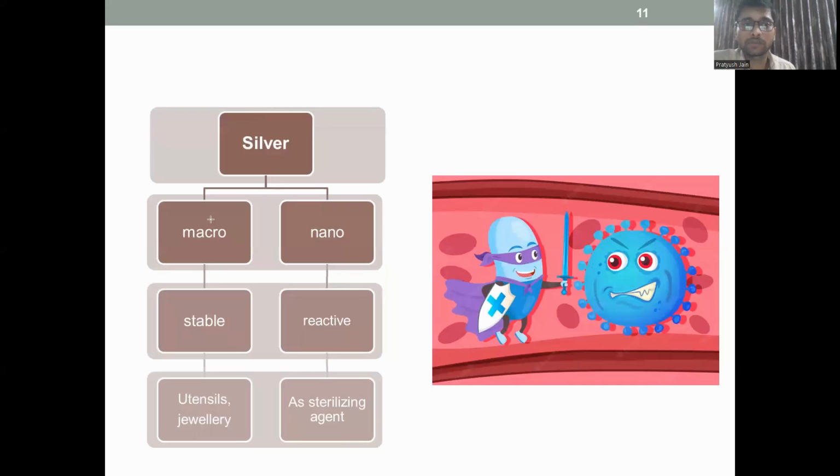Another example is silver. At macro scale, silver is very stable. It is used in making utensils. It is used in making jewelry. Whereas at nanoscale, silver is very reactive. It is used as a sterilizing agent. You might have seen that Lifebuoy ad, where in the ad it says that the soap has silver ions, which helps kill germs. That is the property of silver as a sterilizing agent. So silver is used as a sterilizing agent at nano level or at nanoscale.